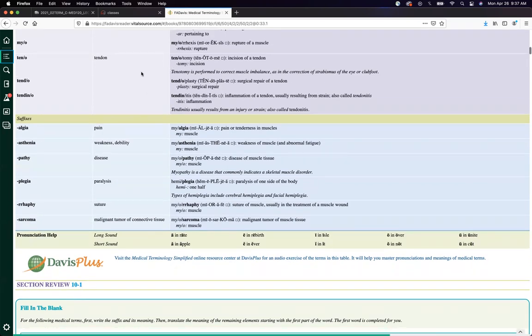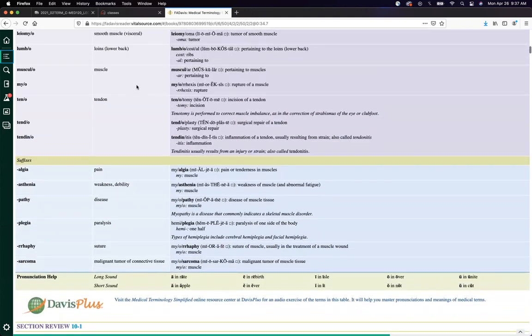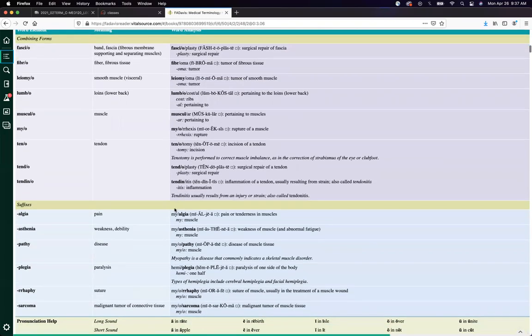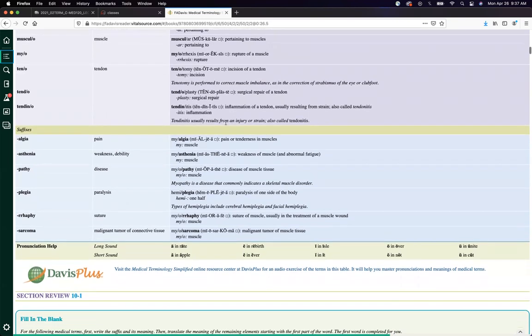Tenotomy. If my tendon, right, is damaged, I have to cut into it to repair it. So I cut into it first. That's called the tenotomy, in order to perform something called a tendoplasty, and that's surgical repair of a tendon. And what is a tendon? A tendon is like that fascia that connects, like here, there's a tendon that connects bone to muscle. So if I have tendonitis, it could be a joint problem, slash muscle problem, slash bone problem all at once.